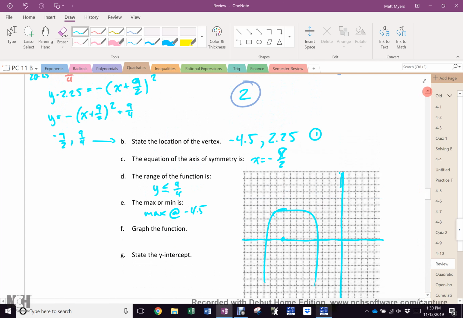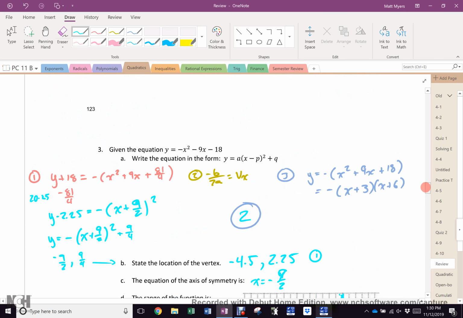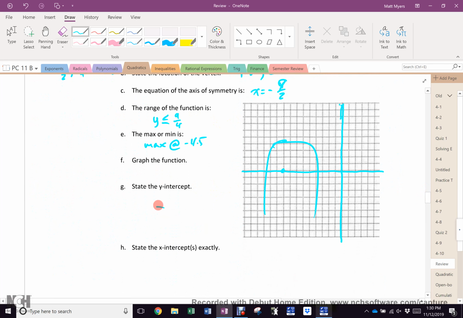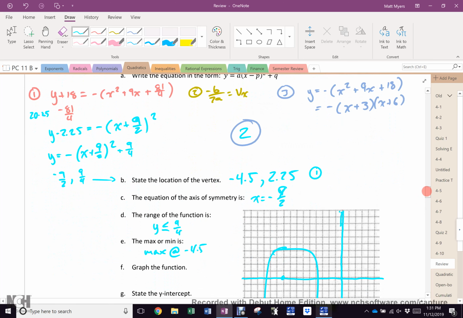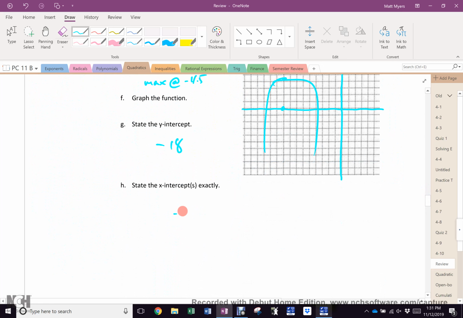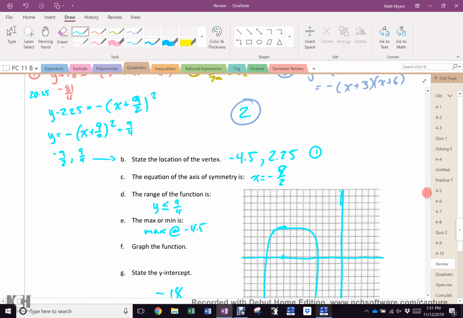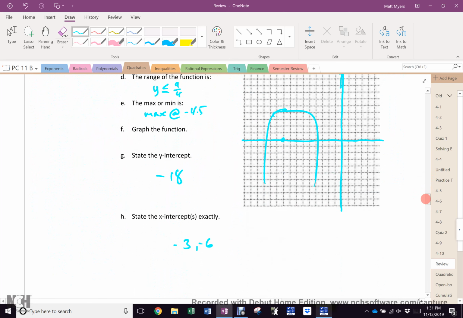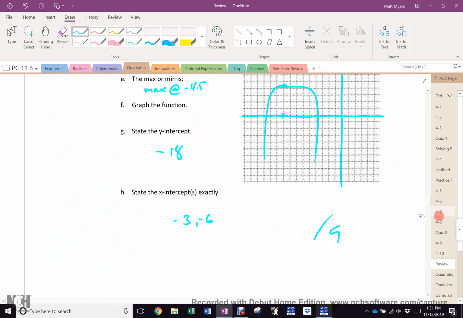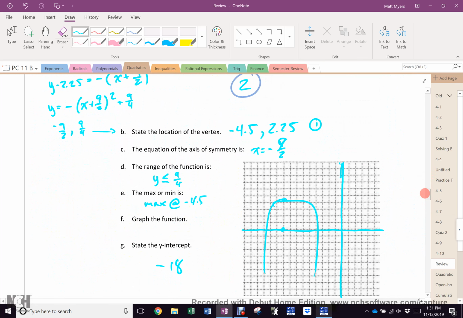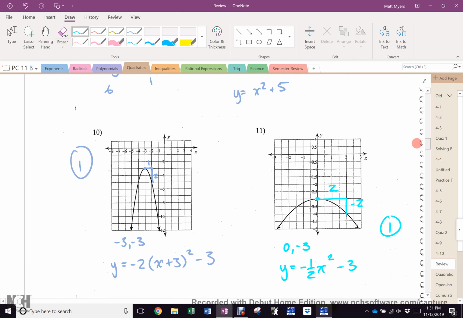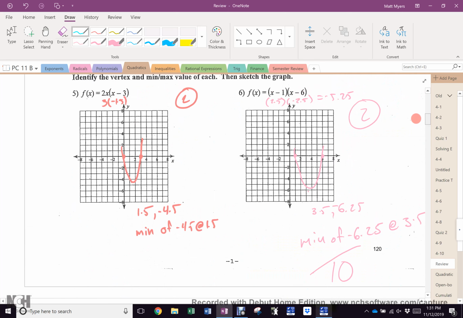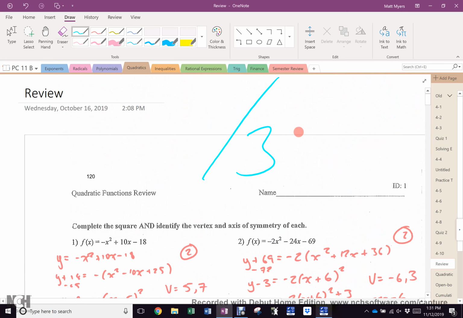Y-intercept was negative 18, I believe. X-intercepts exactly were negative 3 and negative 6. And I think that's it. So 9 and 11 is 20, and 8 is 28, and 10 is 38.